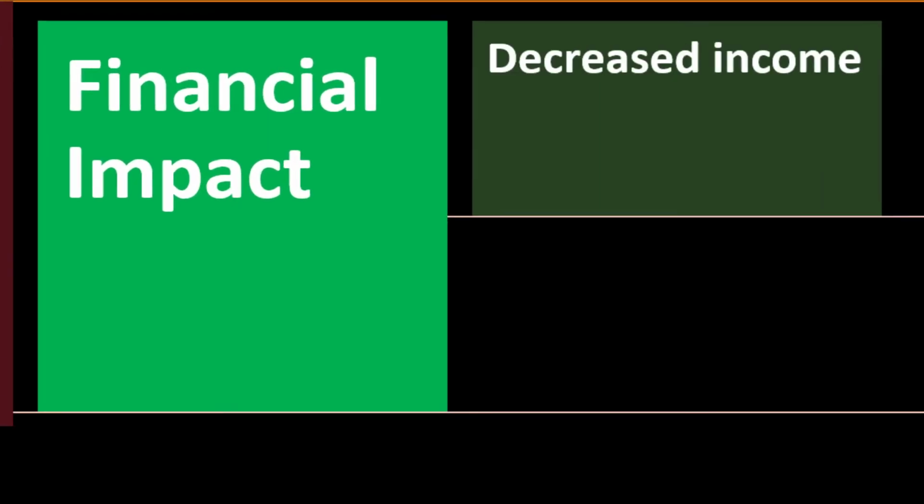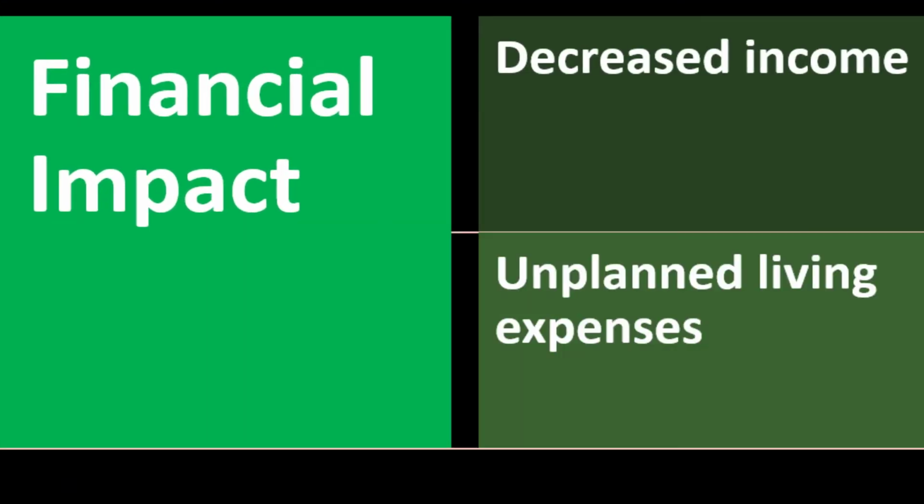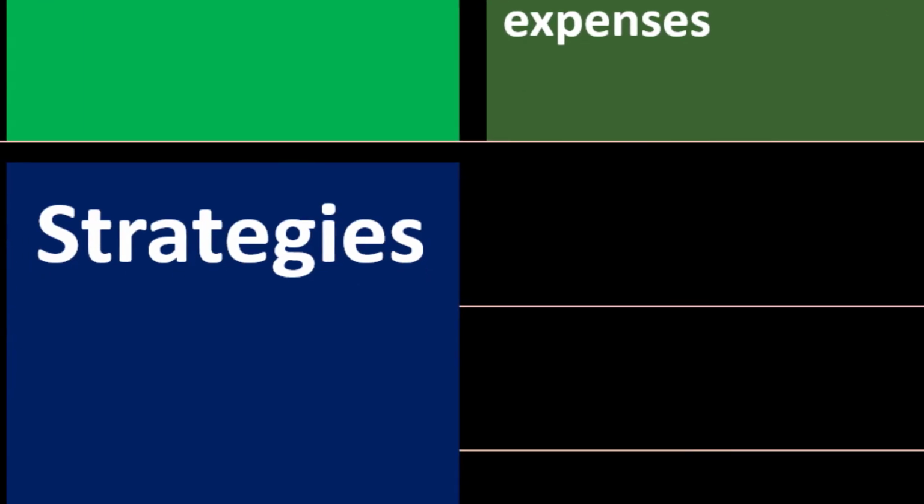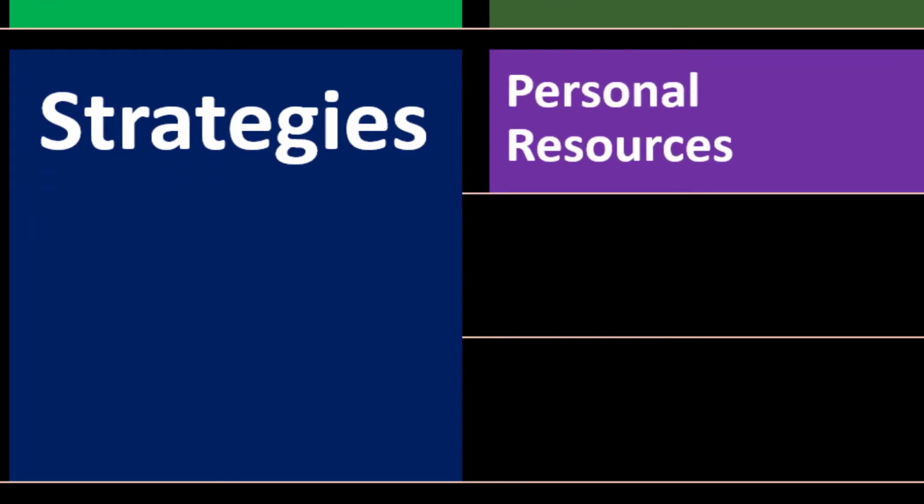So retirement. The financial impact: decreased income and unplanned living expenses. So we could have increased living expenses, unplanned living expenses. Strategies: we have the personal resources. So of course, if we're in retirement, we're planning for it.